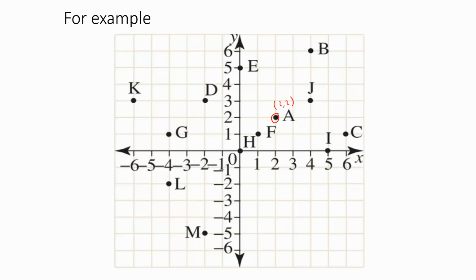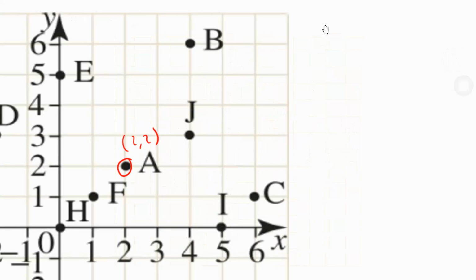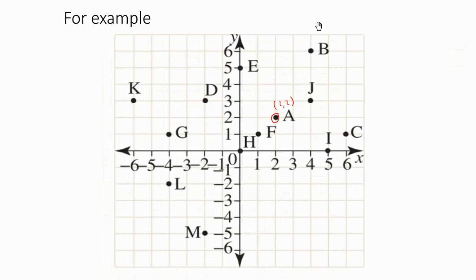What about B? What is B? Can I please have Yessie? 4, 6. Sorry, it's a bit harder to see on my screen. It looks better. 4, 6. What about C? Can I please have Elliot? 6, 1 is correct, so x comes first, so C is 6, 1. What about D? Can I please have Inez? D is over here.